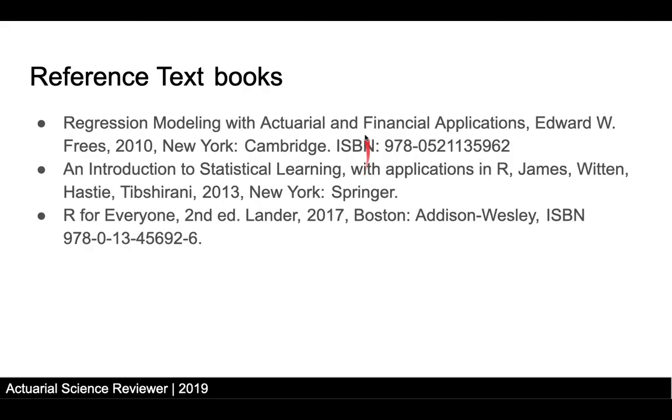For reference textbooks, you have Regression Modeling with Actuarial and Financial Applications by Edward Frees from Cambridge. You've got the ISBN number, you can search that. You've got Introduction to Statistical Learning with R, and then you have R for Everyone. So mostly it's R instead of Python, and you have the classical models as well.